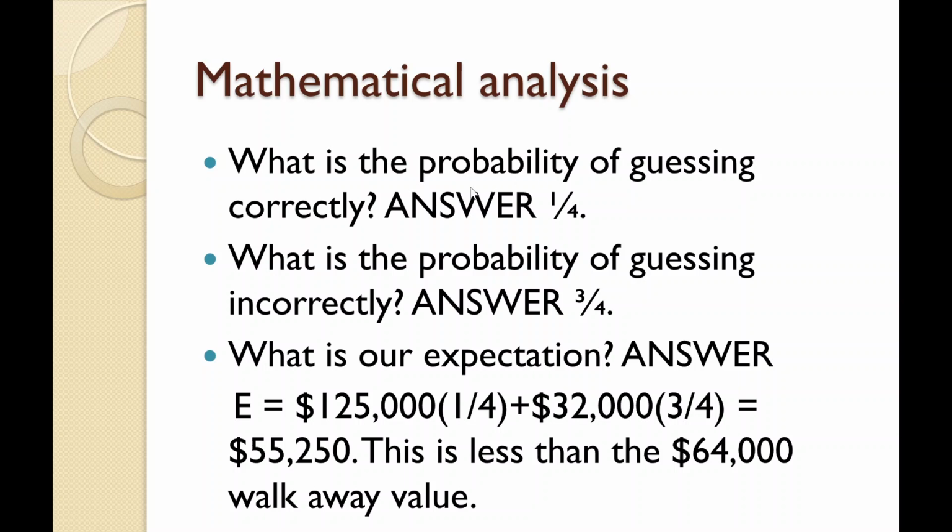The probability of guessing it right, let's say you don't know it, you guess, is 1/4. Probability you get it wrong, 3/4. And what is our expectation? So 125,000, what you stand to win, times 1/4, plus 32,000 times 3/4, what you'll drop down to. Your expected value is $55,250, and this is less than the 64,000 to walk away with. So obviously our decision here would be to walk away, because this expected value is less than this value here.